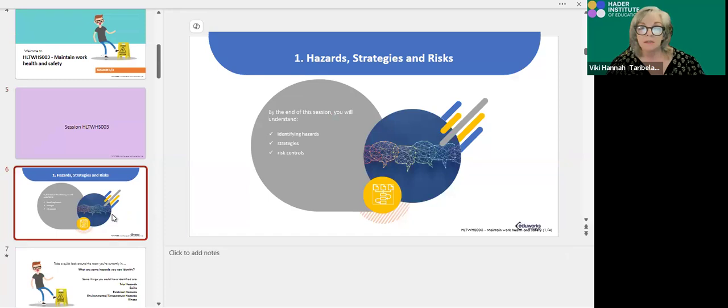Relevant to your studies, of course. So a hazard, strategies and risks, and this is what we're going to cover. What are some strategies and what are some of the risk controls that you can implement to manage those as well?